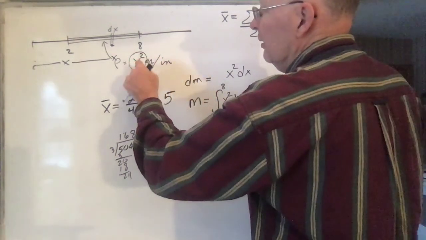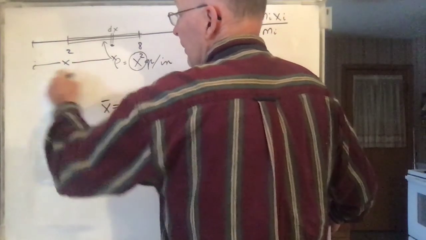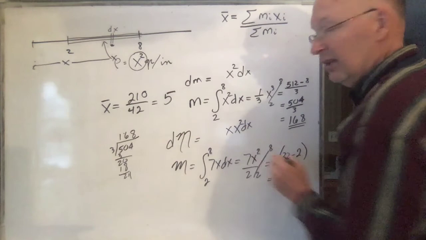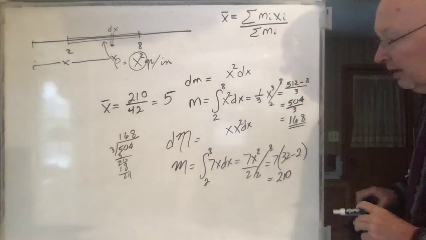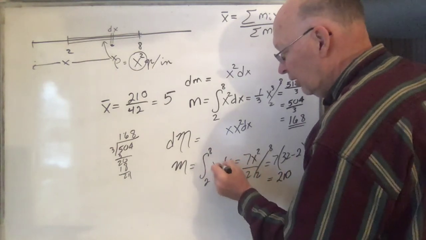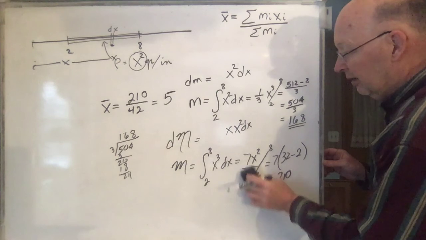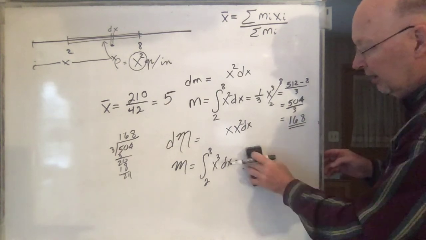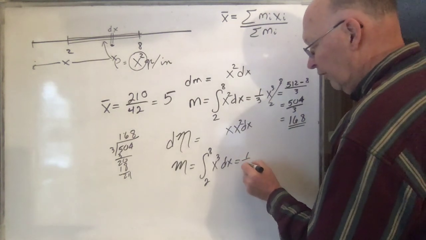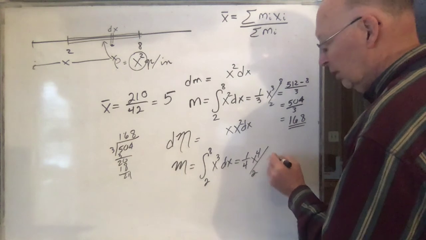There's the mass of it, which is the mass density times the thickness. And now you have to multiply that by the distance away from the origin, which is going to be another x. So it's going to look like that. So this is going to be an x cubed dx. And what is that? Integrate it. It's going to be 1/4 x to the 4th from 2 to 8.